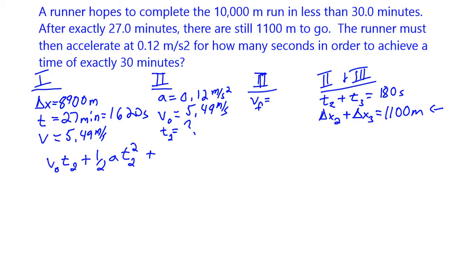So we're going to say v, and I'm just going to call that v the average velocity for part 3 since it's constant, and it's equal to vf from part 2. So v times t3, and the whole thing equals 1,100 meters. So now let's substitute some of the things we know in. We know our original velocity is 5.49, times T2, plus 1/2 times 0.12 is 0.06, 0.06 times T2 quantity squared.